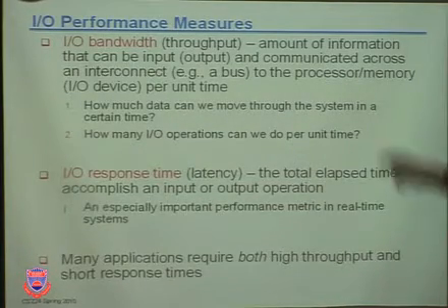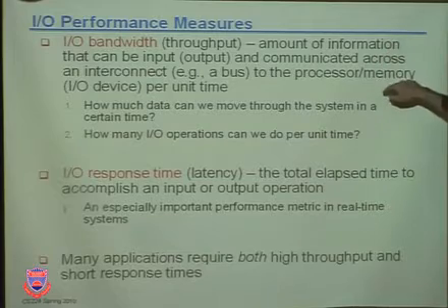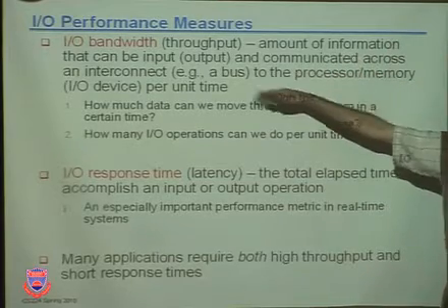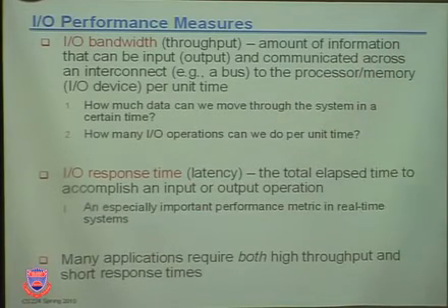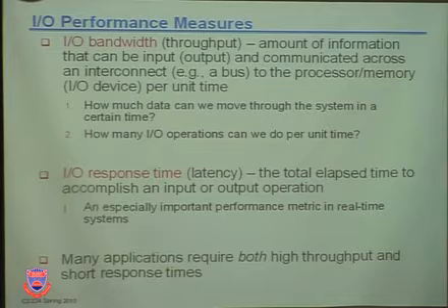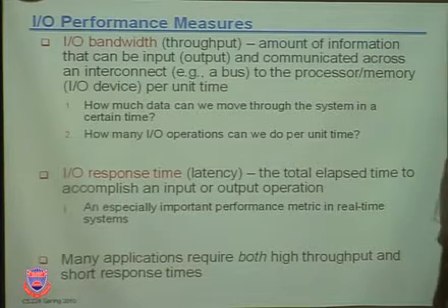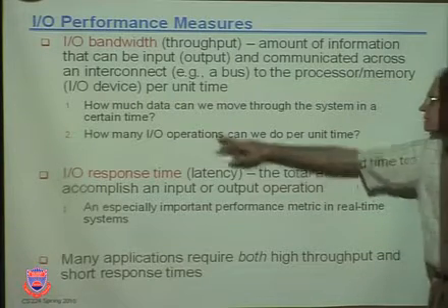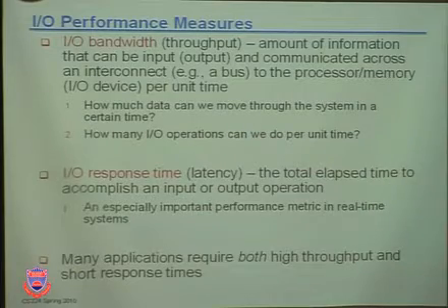The situations are different from each other. Bandwidth is the amount of information that you can input or output and communicate across an interconnect in a fixed period of time. So it'll be in megabits per second or gigabytes per second or something like that. How much data can you move through the system? That's it, the rate of data that's going into the outputs or coming in from the input devices. Or maybe something like this, how many I/O operations can you do per second?